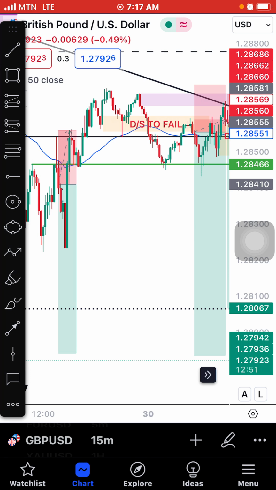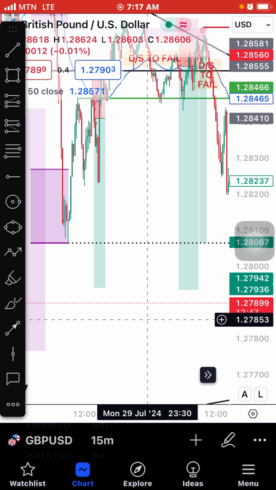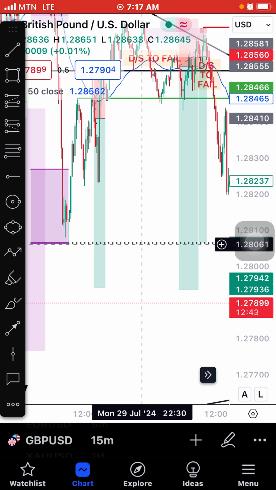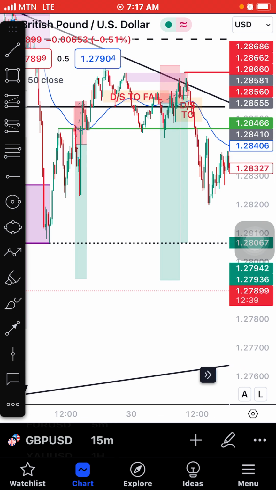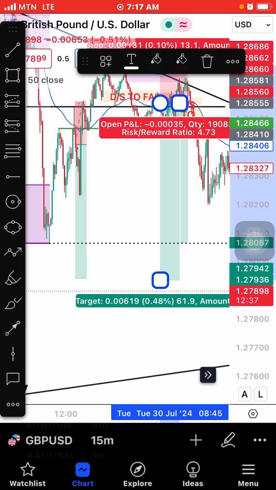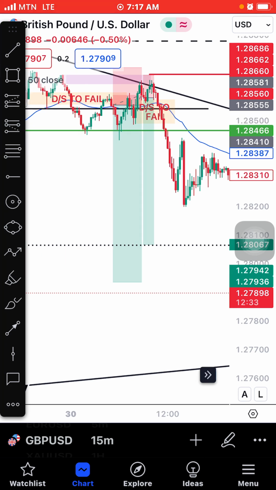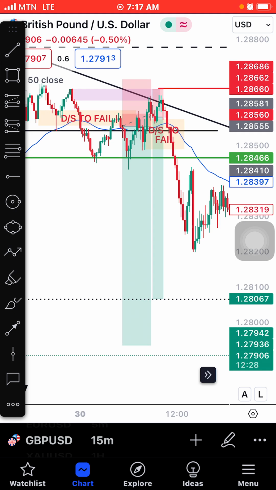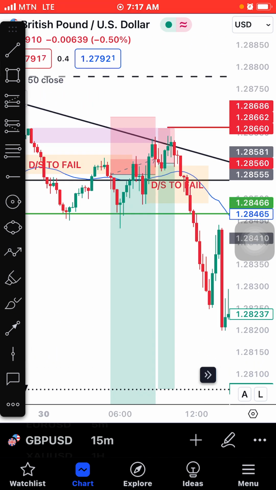Okay, so I mark this area, which was the point that I needed price to trade into this low. Okay, so with further calculation, I took price down here, so it was a 1:4.7 trade. After entering the trade, price came down just a little and then went back up, trading against me.